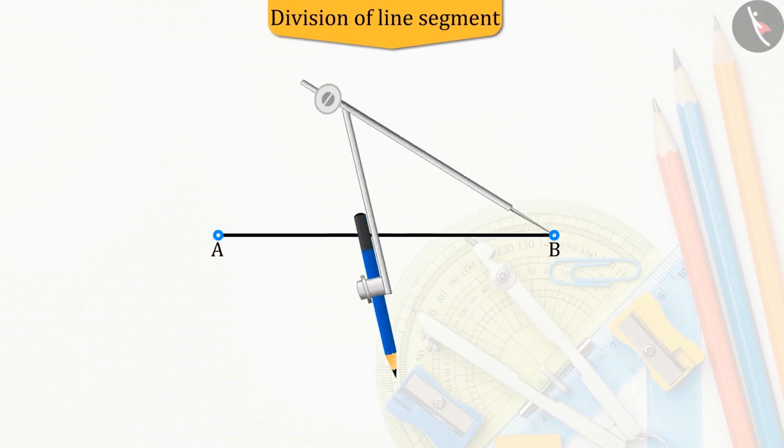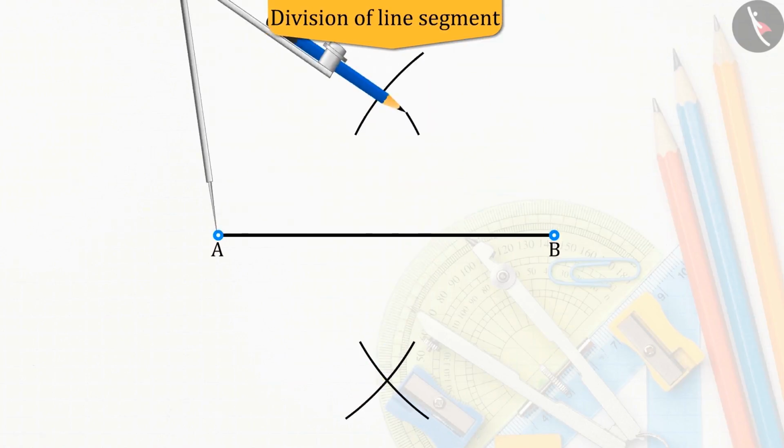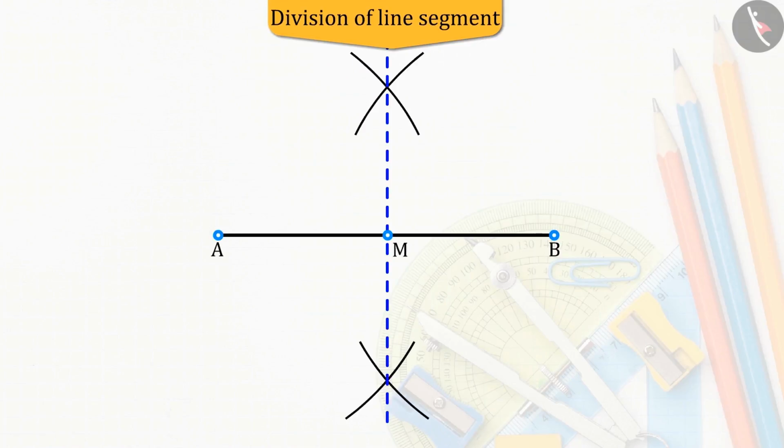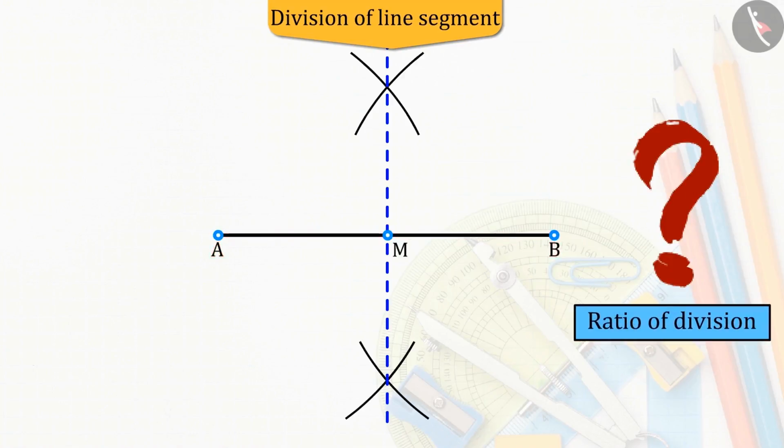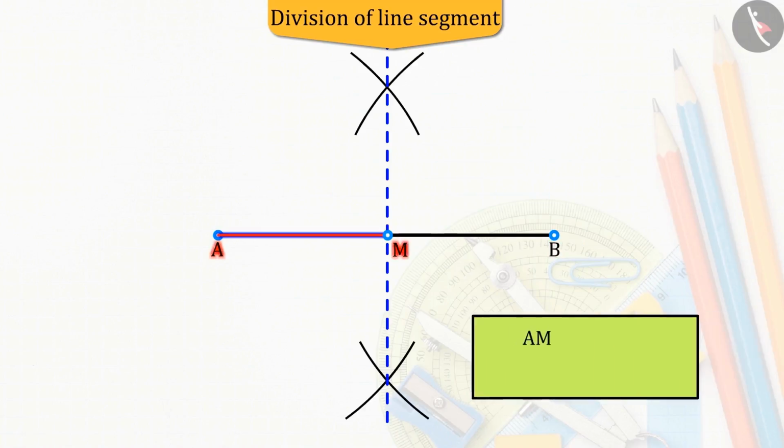In the previous class, we learned how we can construct a perpendicular bisector of a line segment, which divides this line into two equal parts AM and MB. Can you tell that the point M divides the line AB in what ratio? Absolutely correct. Since AM and MB are equal, hence point M divides the line AB into ratio 1:1.